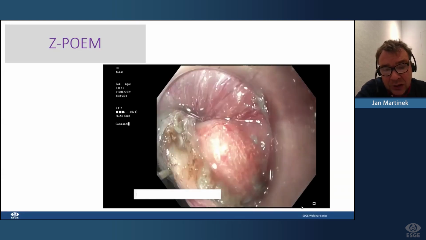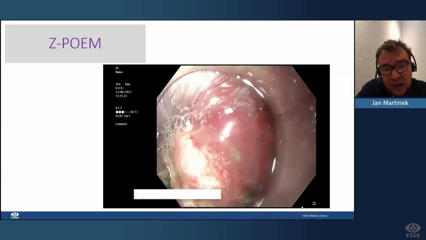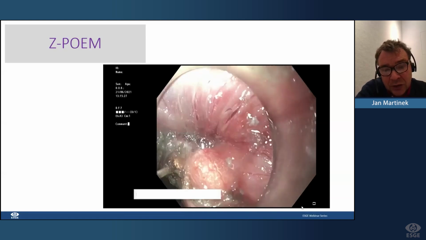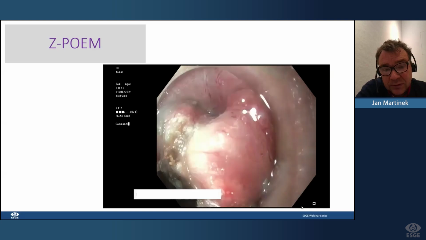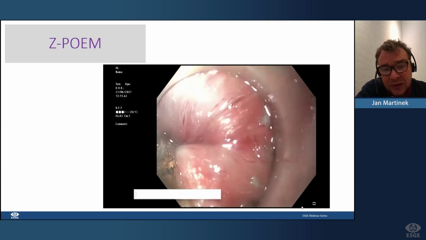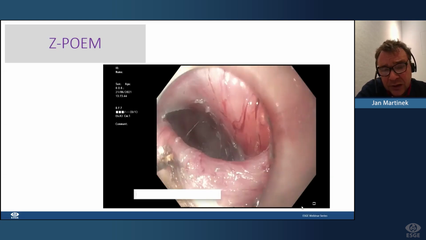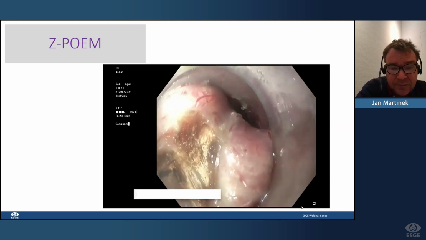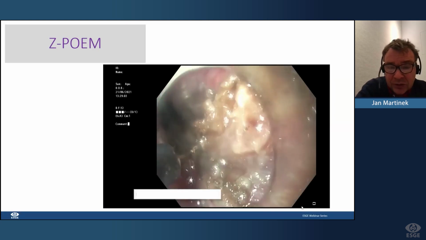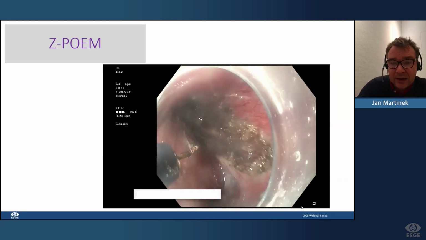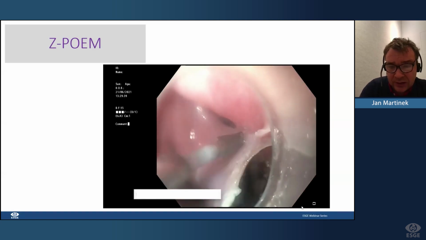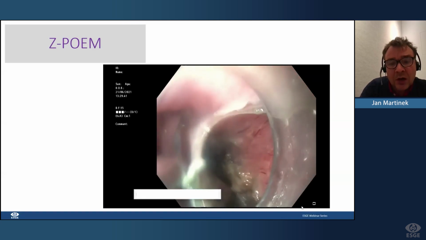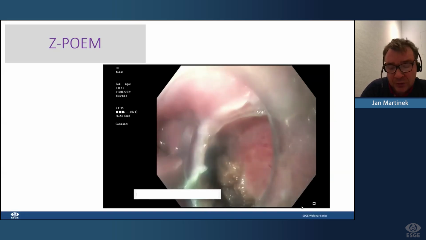Here you can also see the technique of myotomy. Usually I use the spray coag or endocut mode, and all types of knives can be used: the dual knife, TT knife, hook knife. It's up to the endoscopist. This is the end, and you can imagine that closure of this hole was much more difficult compared to the first one.